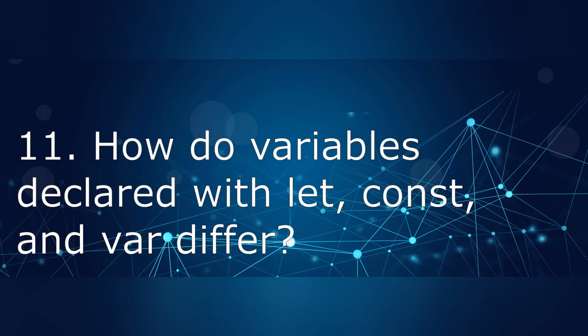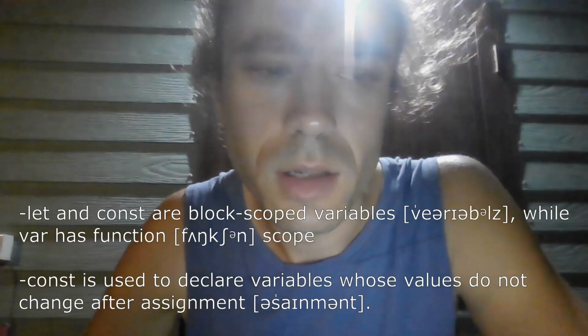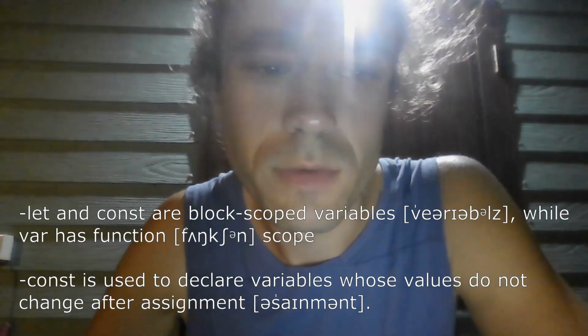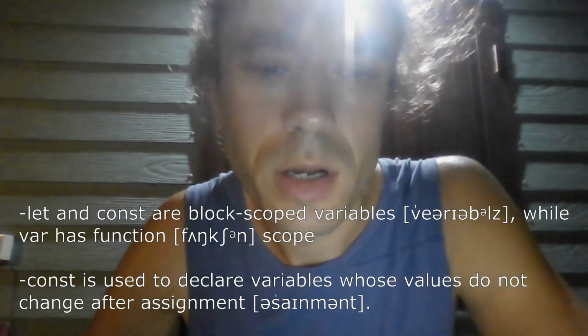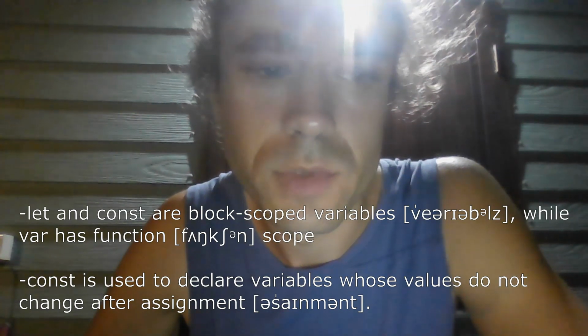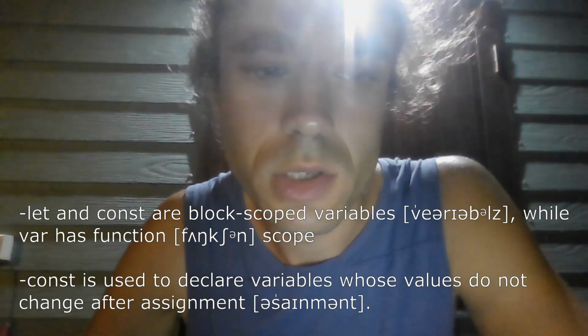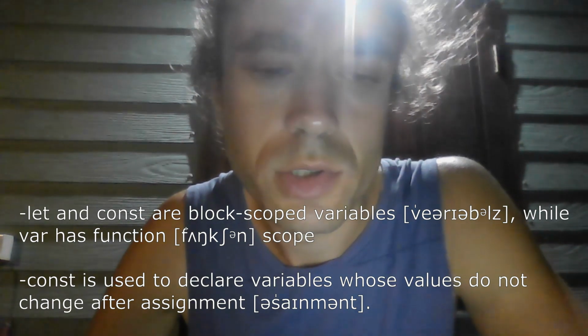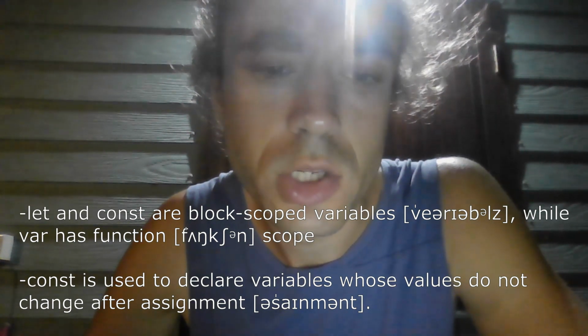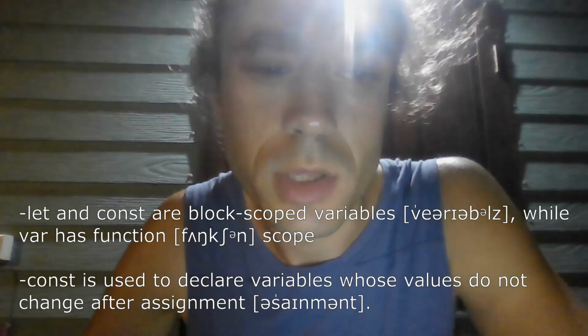How do variables declared with let, const, and var differ? Let and const are block scope variables, while var has function scope. Const is used to declare variables whose values do not change after assignment.